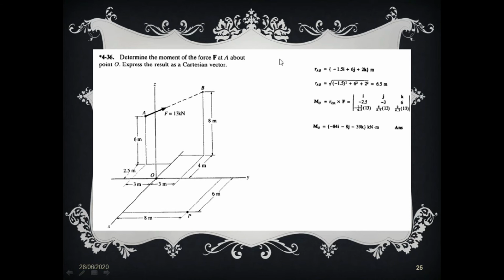If you like, at home you can make another question out of it just to gain more knowledge. If I say calculate the moment of force F at A about point O, no, I don't want that. I say calculate the moment of force F at A about point P. Express the result in Cartesian vector form. So everything remains the same.